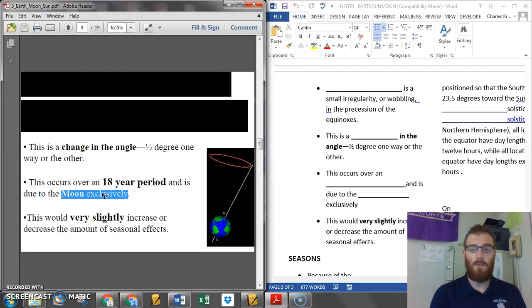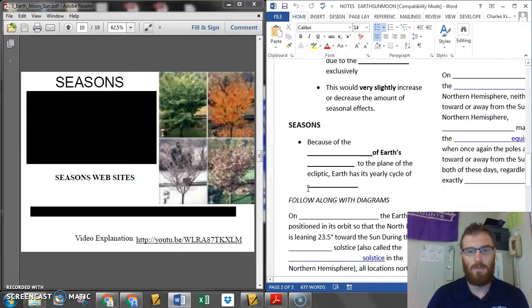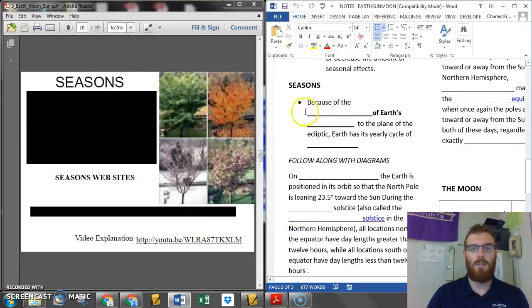I told you previously that the seasons were due to the tilt of the Earth, so if you change the tilt, it's obviously going to have an impact on seasonal change as well. This should be because of the Earth's inclination, or the inclination of Earth's axis to the plane of the ecliptic. Earth has a yearly cycle of seasons.